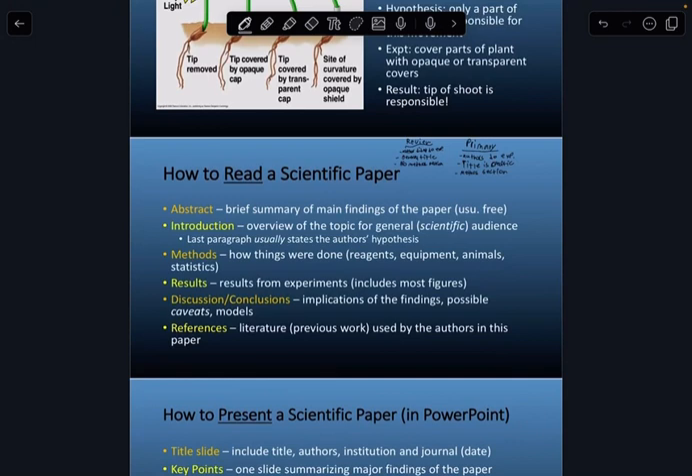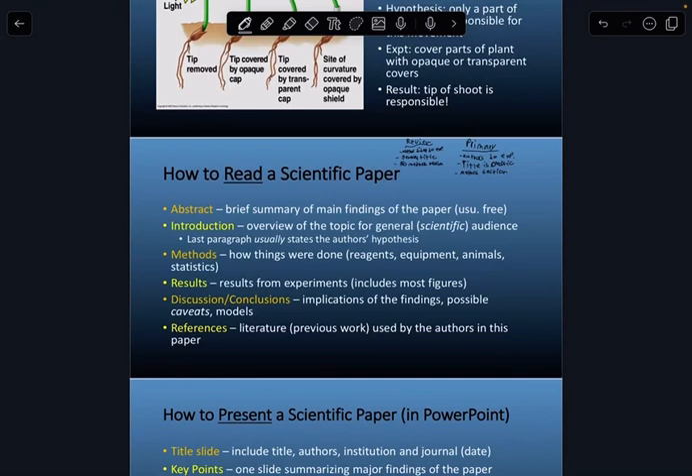The next part is the results from experiments, and that includes most of the figures in a paper. So we've got drawings, tables, and graphs. These are all results. In the case of a review, these are obviously results from other people's experiments. Then you have the discussion and conclusion at the end. It isn't clearly labeled here in the Silbergeld paper, but it's on the second to last page. So the implications of the findings, possible caveats.